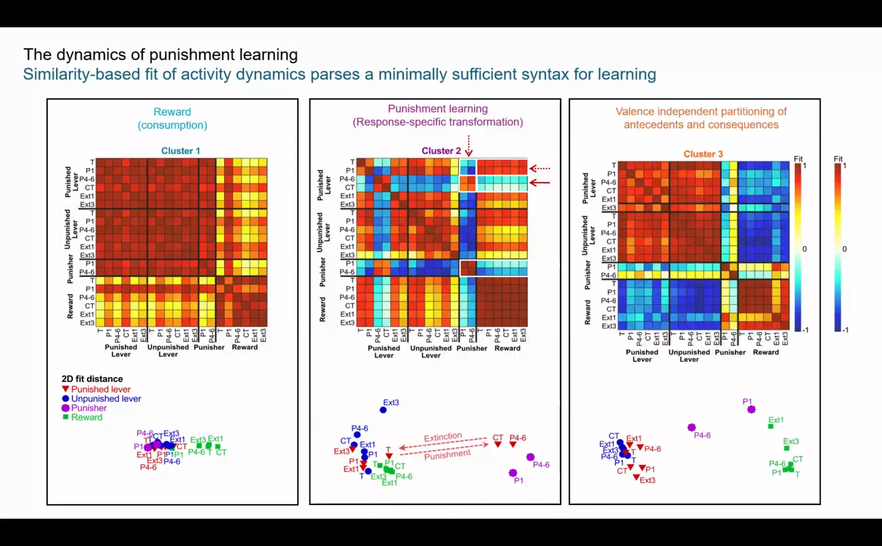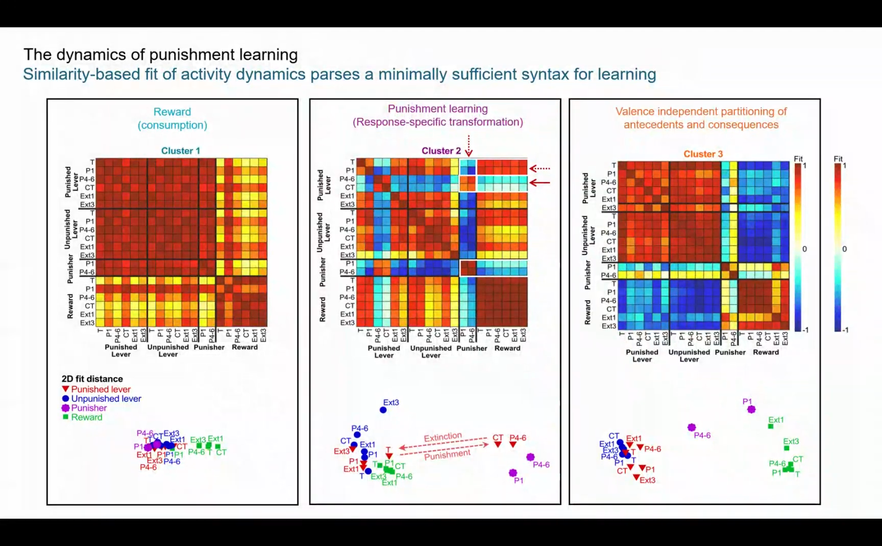And the third group of cells, or the third cluster, is especially interesting to me because it seems to partition out antecedents and consequences. That is to say, it treats the actions as similar and different to the reward and punisher, but it treats the rewards and punishers as relatively similar to each other. Okay? I'll provide a pithy summary of that in a second.